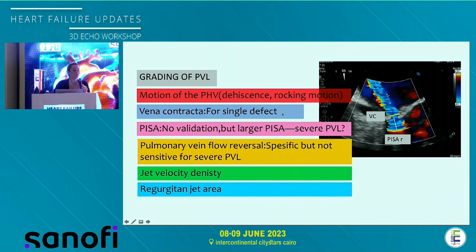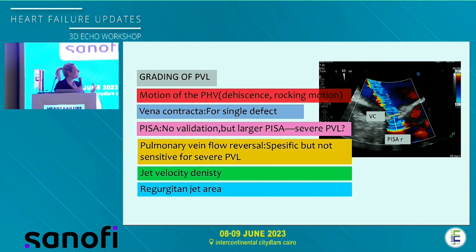For the grading of the PVL, one of the markers is motion of the valve, because it's an indicator of dehiscence, or rocking motion is really showing dehiscence of the valve. It's very important, and mostly it is severe paravalvular leak. And we can use vena contracta if there is a single defect. PISA has no validation, but if it is larger, it definitely supports a severe PVL.